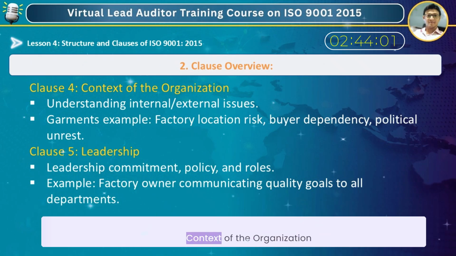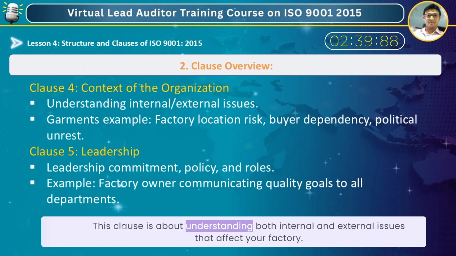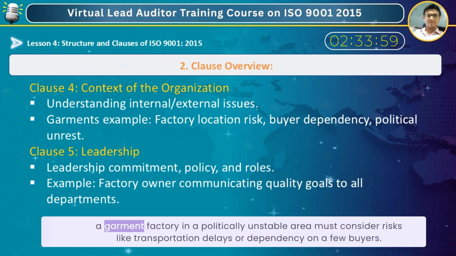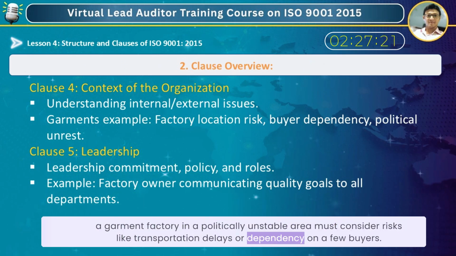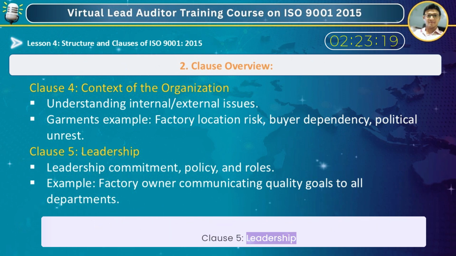Clause 4. Context of the organization. This clause is about understanding both internal and external issues that affect your factory. For example, a garment factory in a politically unstable area must consider risks like transportation delays or dependency on a few buyers.